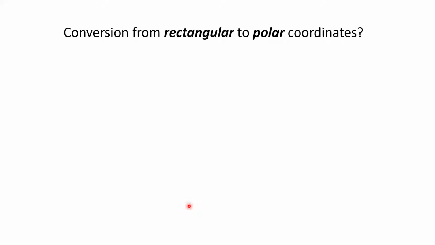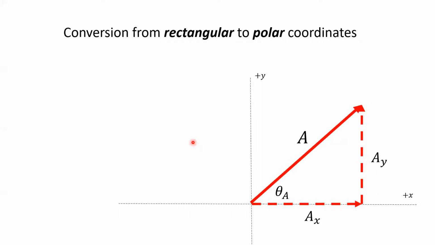How do we do the opposite? Can we go from rectangular to polar? Suppose we know a sub x and a sub y for a vector A. Can we turn those back into the magnitude and polar angle? Well, what kind of triangle is this?